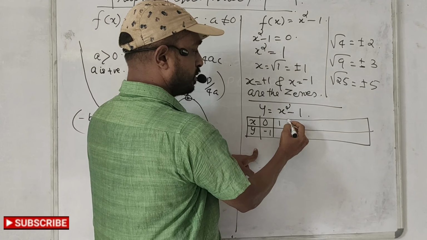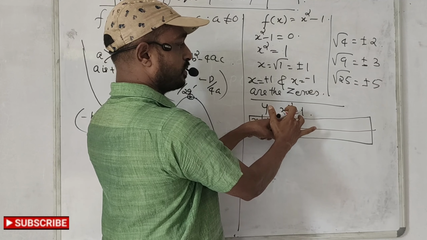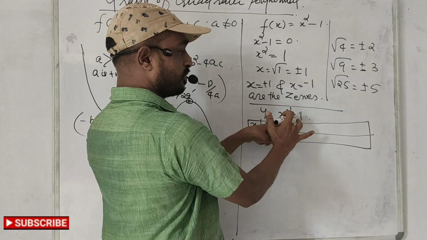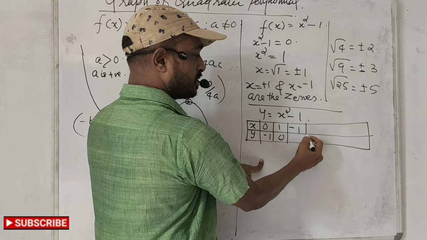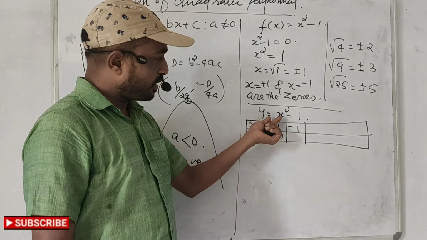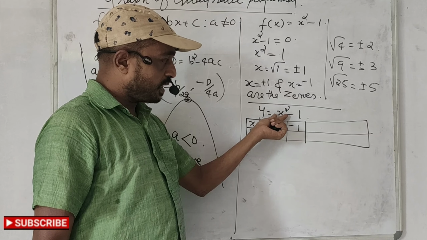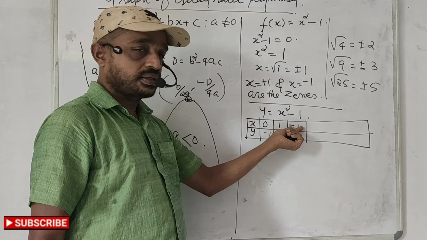Suppose x is equal to 1, then what is y? Y is equal to 1 square, that is 1. 1 minus 1 is 0. Suppose x is equal to minus 1. If x is equal to minus 1, what is y? Minus 1 square. Simply substitute x equal to minus 1.